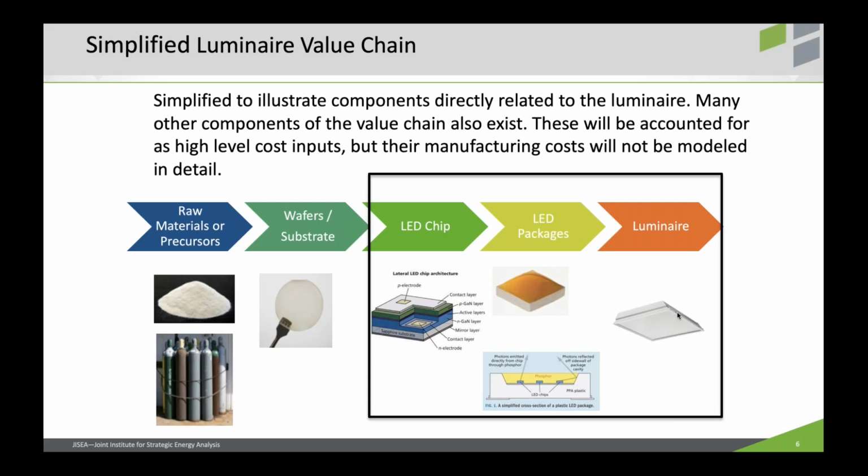In order to get the white light that we're all looking for in a lighting application, you're putting down a phosphor to help select the appropriate wavelength. And then finally, you put those LED packages into the luminaire, integrating it with a driver, a heat sink, and all the necessary optical components. And then you have a new LED light in your house.